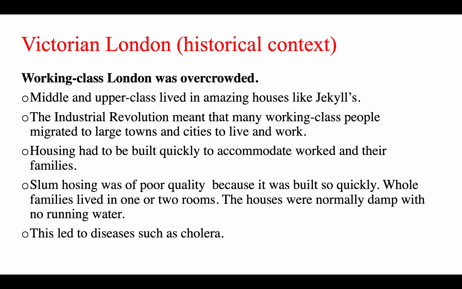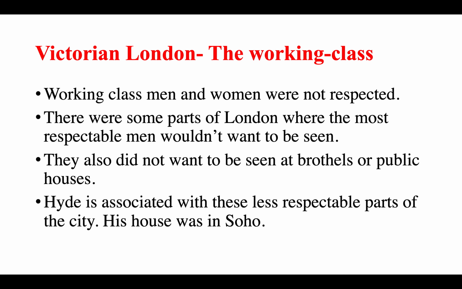So many houses were built really quickly, and the reason why is because loads of people were moving to London. Whole families lived in 1 or 2 bedrooms, and the houses were normally damp with no running water, which led to loads of diseases such as cholera. So we're going to look at the working class during Victorian London.